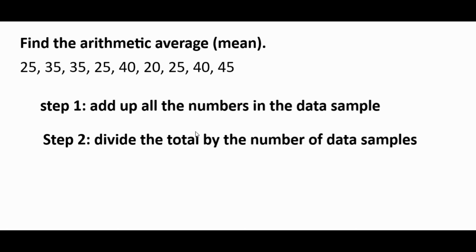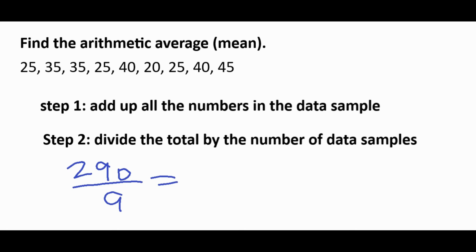So we've got 25, 35, 35, 25, 40, 20, 25, 40, and 45. Step number one is we're going to add up all those numbers. When we do that, we get a total of 290. Right? That's step one. Step two says divide the total by the number of data samples. So that's 1, 2, 3, 4, 5, 6, 7, 8, 9 different numbers right there.